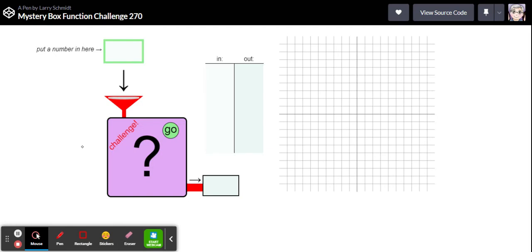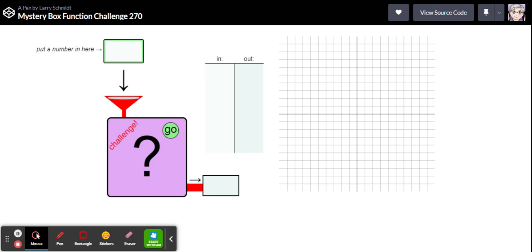Hello everybody and welcome to another Mystery Box Function Challenge. Inside the purple mystery box there is some math and your challenge is to figure out what it is. Because it's Friday today, that math is going to be particularly challenging. If you'd like to try this out, you can use the link in the description, and when you've got an idea, come on back and see if we get the same thing.